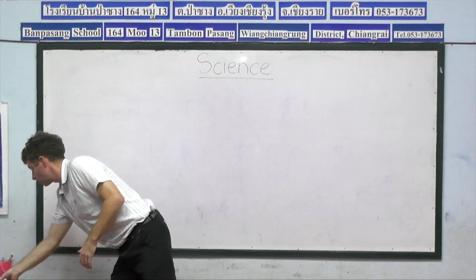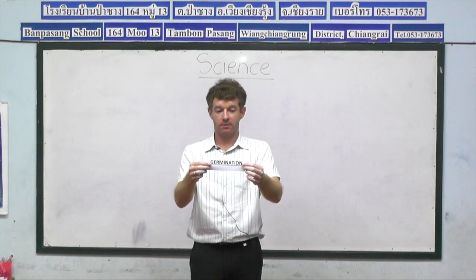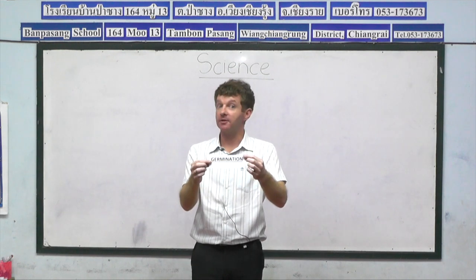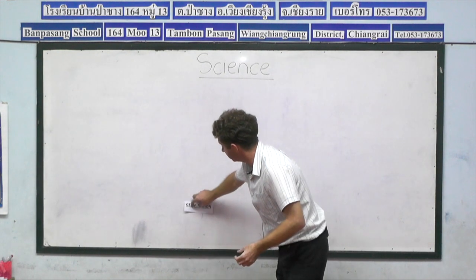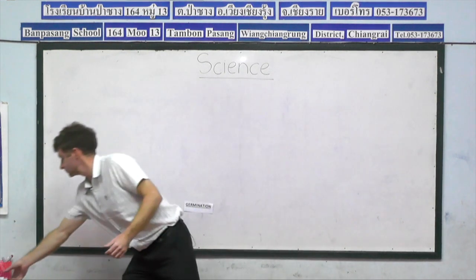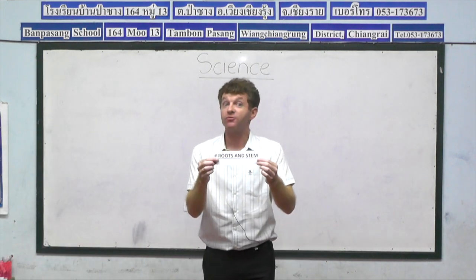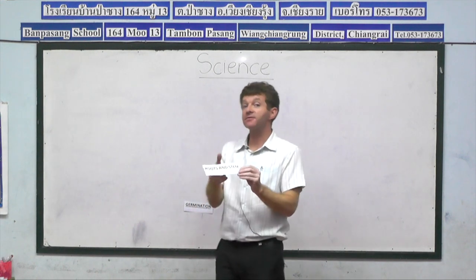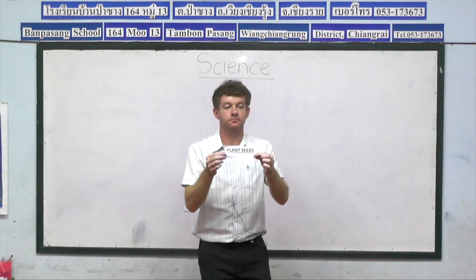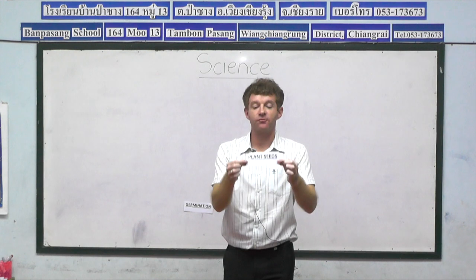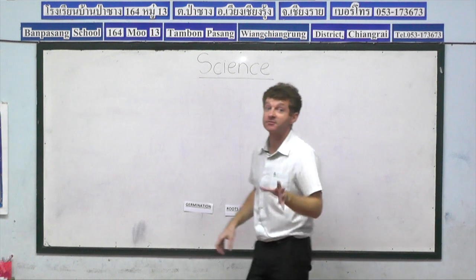So our first word, can we say germination? Germination. Yes. Germination is part of the plant life cycle, but which part? For now, we'll just put the vocabulary at the bottom. Next we have roots and stem. So this is two parts of the plant that we know already. Plant seeds, okay? So plant seeds too. These are all stages in the life cycle of a plant.